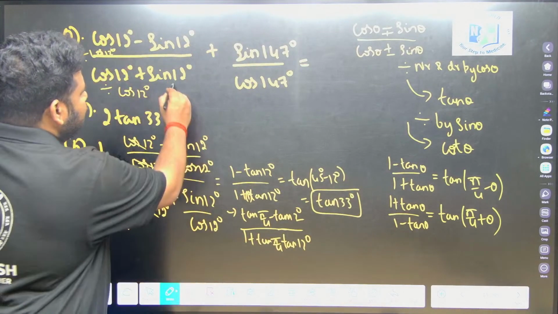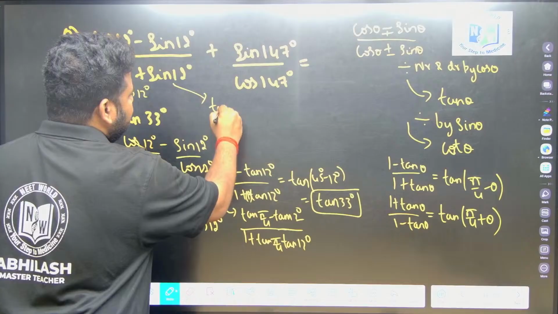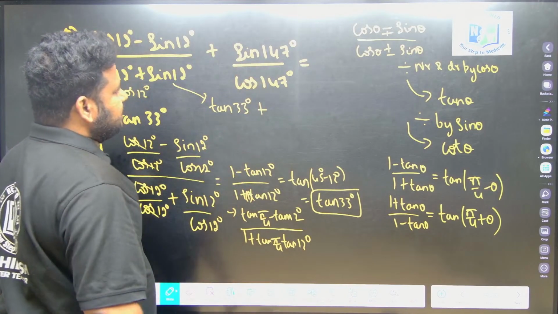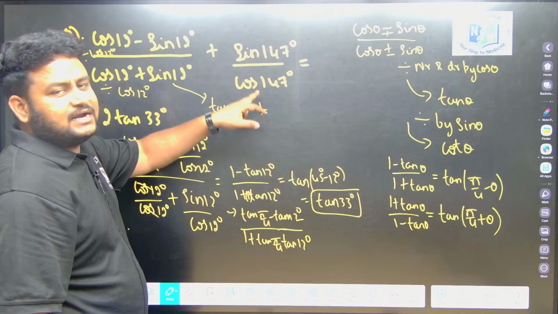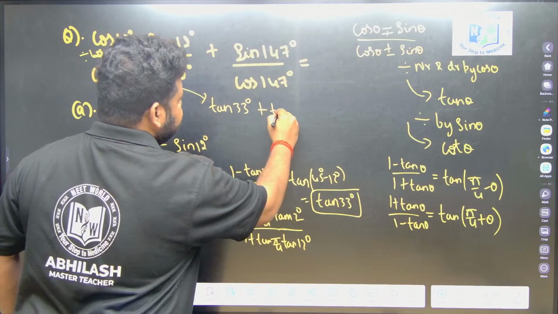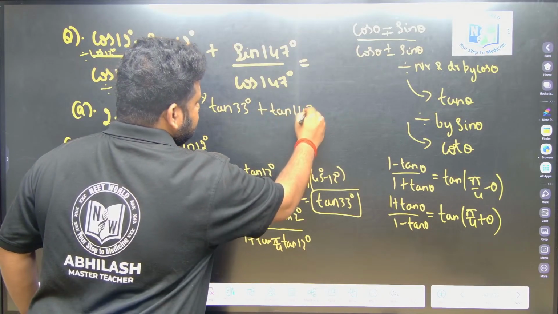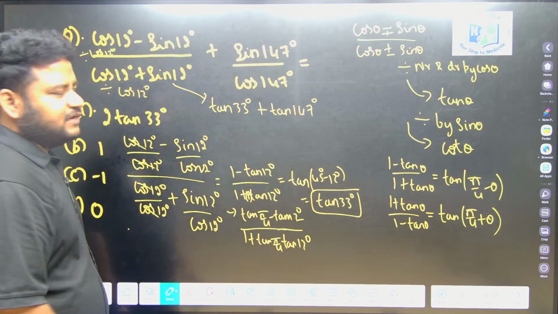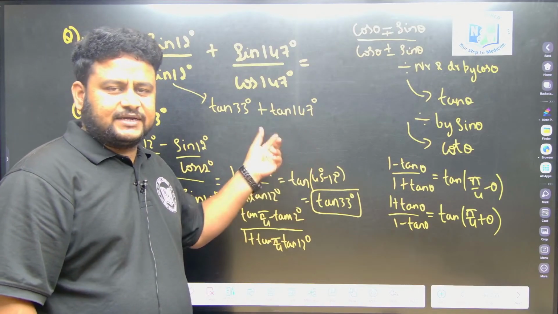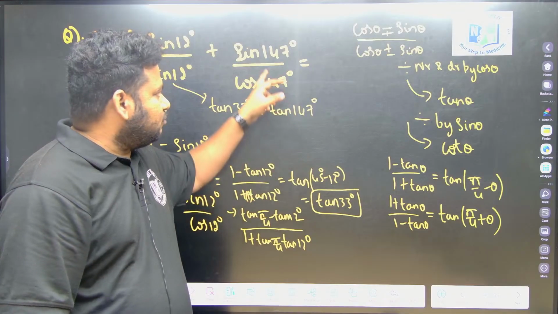Now, this value I got it here, tan 33 degree. But I have something here, sin by cos. Sin by cos is tan. What is the angle here? Tan 147 degree. I will write tan 147 as it is. Now, look at this. Tan 147 is close to 180 degree. So, I can write it as tan 180 minus theta. But look at the original angle.